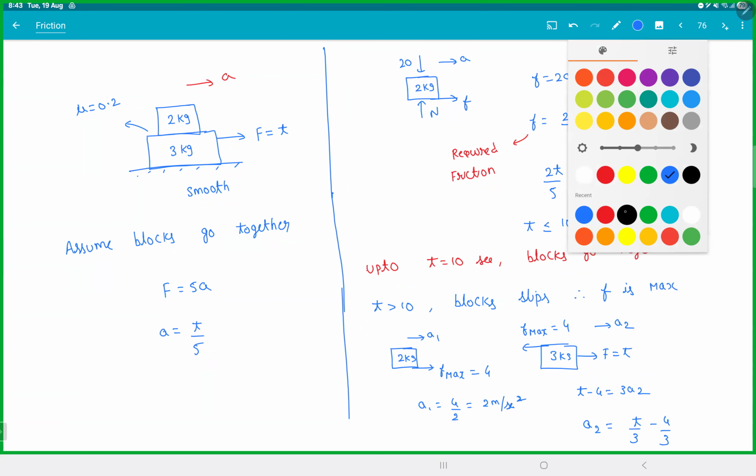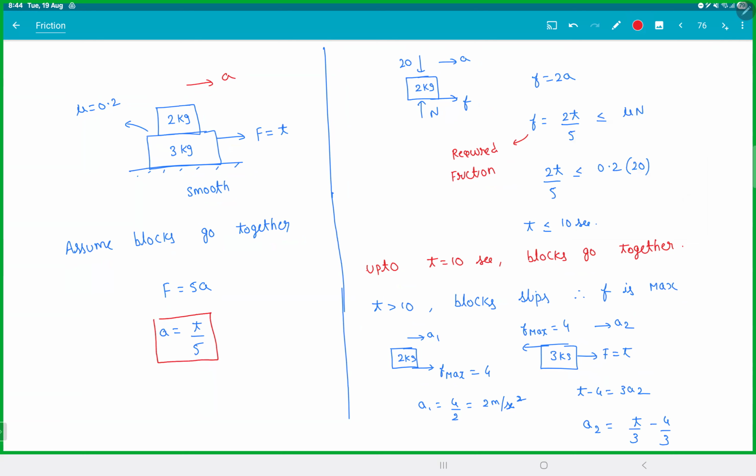So look at the accelerations. This is the answer for t less than 10. This is the answer for t greater than 10. Now you want a graph. You can see them, all are straight lines.